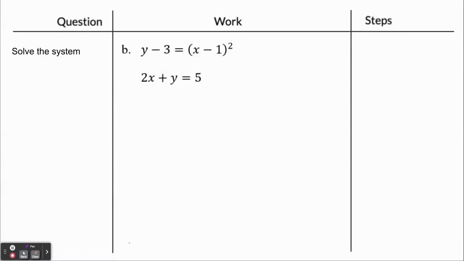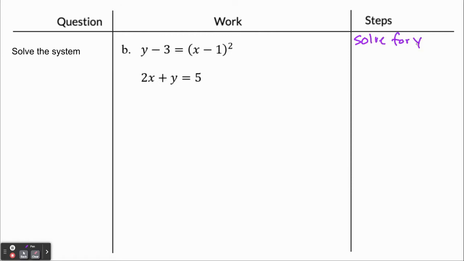You're asked to solve the system, and in this one, it looks like we're going to have a quadratic and a line here. When I have a quadratic, I'll probably expand this, using FOIL or the box method, instead of leaving it like this. I will also solve the line here for y. So that's going to be my first step, solve for y.